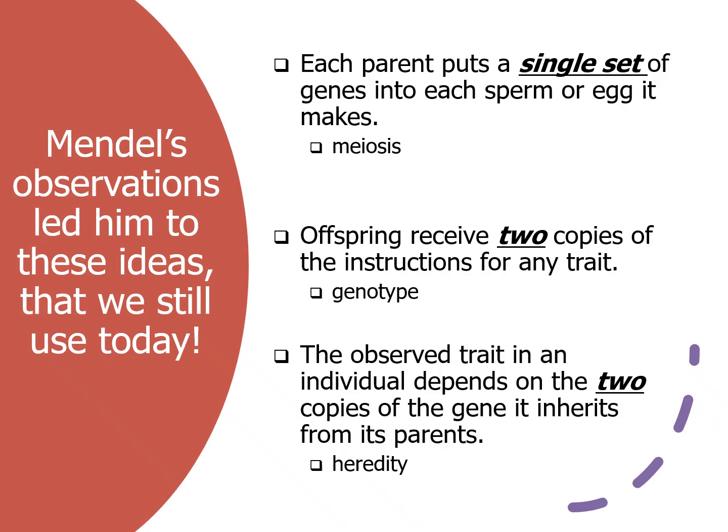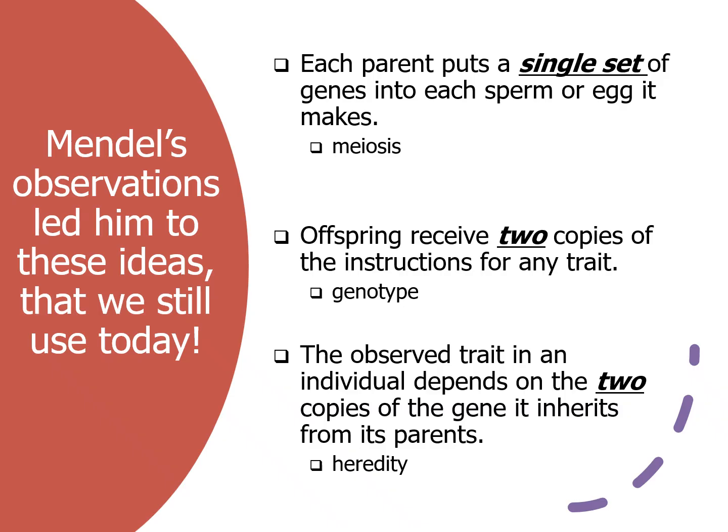Next, we have offspring will receive 2 copies of the instructions for any trait, and that is describing a genotype. Remember, a genotype is made up of 2 alleles. One allele is from the mother, one allele is from the father, and together we have those 2 pieces of information that lead to the genotype, which leads to that physical manifestation, that phenotype, which is that trait.